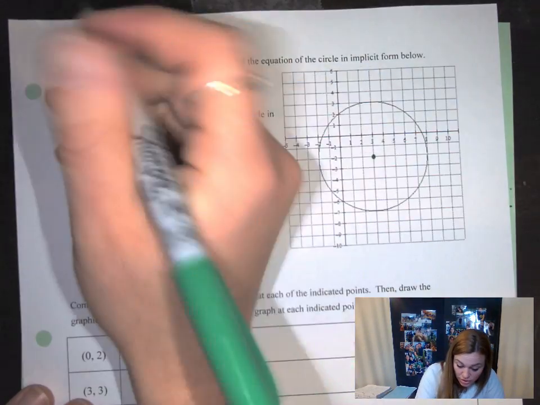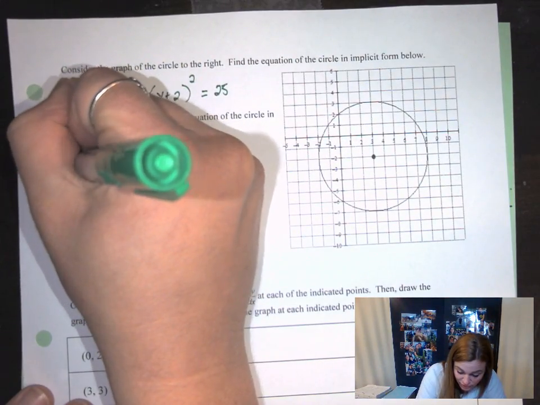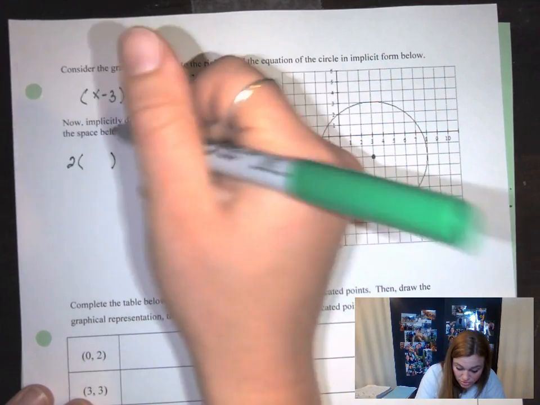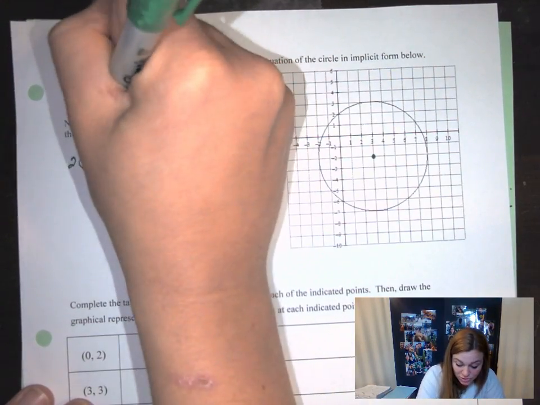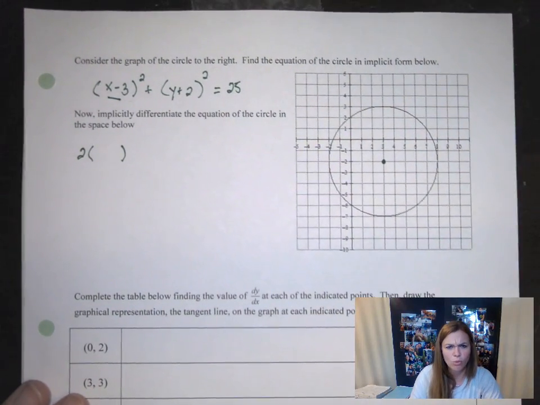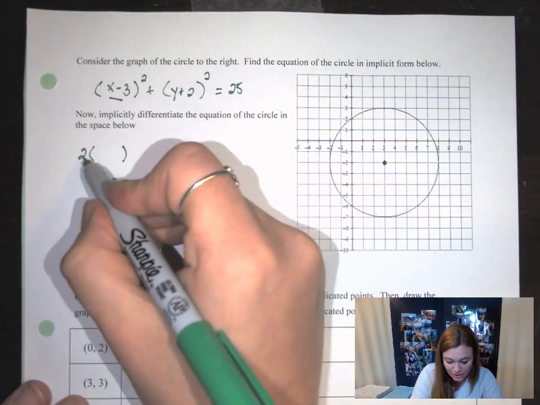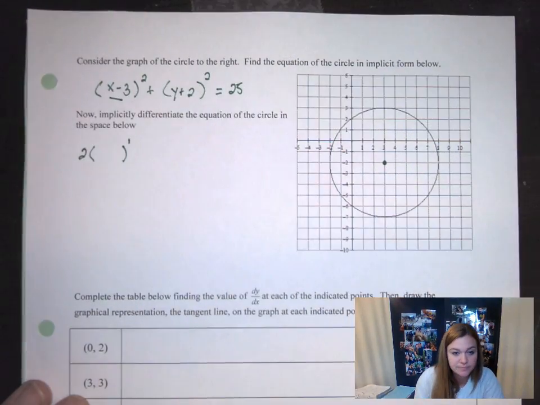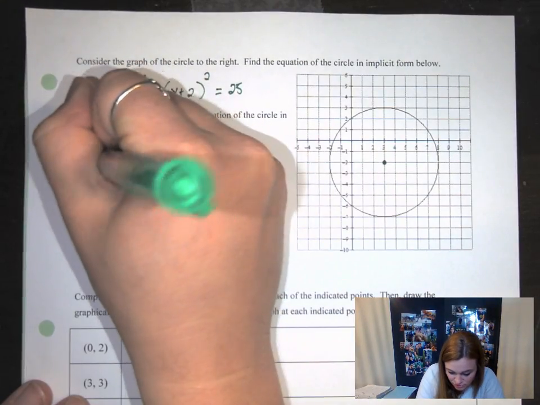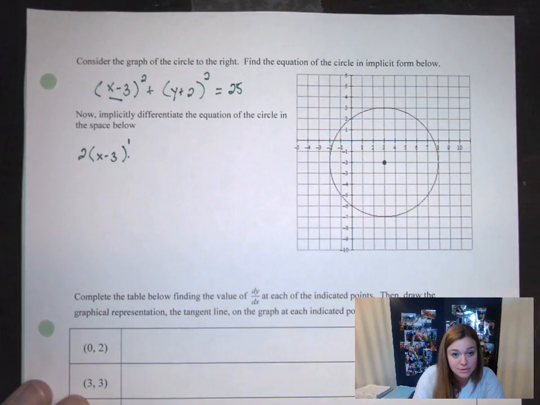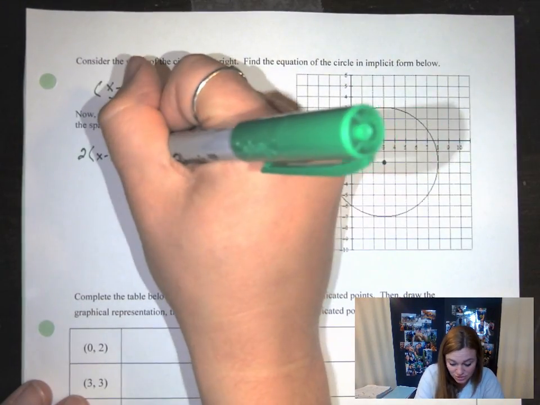So if I do that, I'm going to take the derivative of the first. So I have a function within a function. Wow. You have to use the chain rule. So I have 2 here. My new exponent is 1. I leave the inside alone, times the derivative of the inside. The derivative of x is just 1.